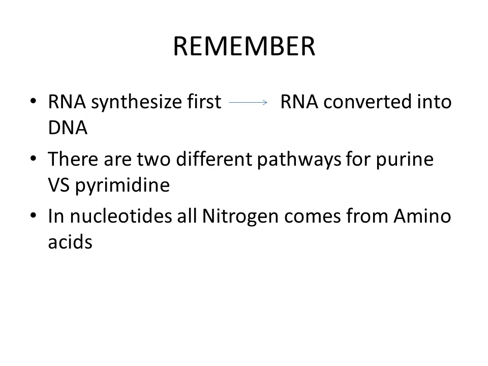Remember, RNA is synthesized first and then RNA is converted into DNA. There are two different pathways for purine and pyrimidine synthesis. In nucleotides, all nitrogens come from amino acids.